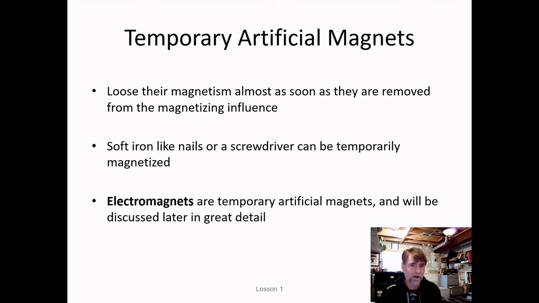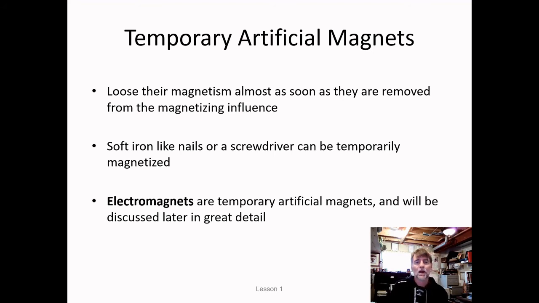All right, soft irons such as nails or screwdrivers can be temporarily magnetized, okay, but over a period of minutes, hours, days, whatever the case may be, the ordering is eliminated and the magnetizing or magnetic component of it is lost.